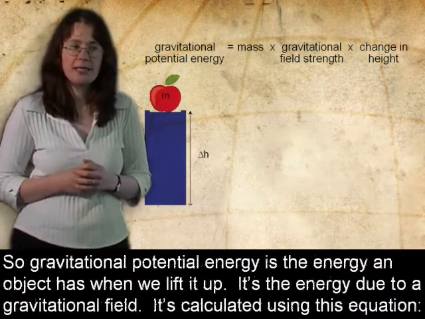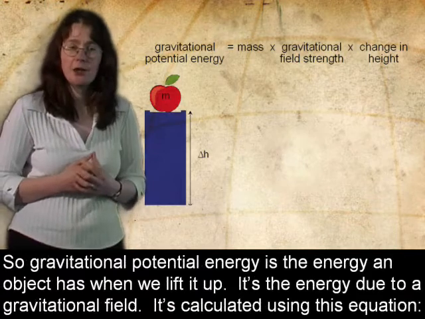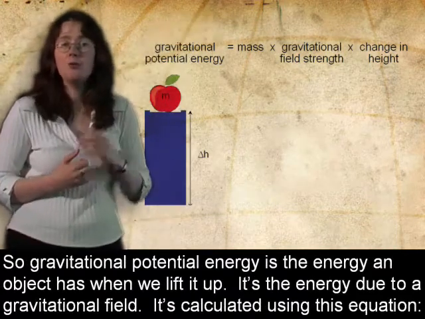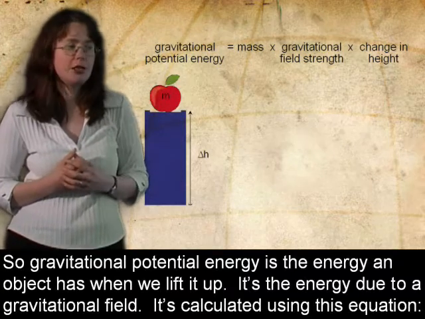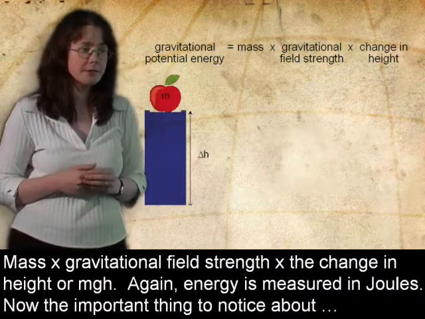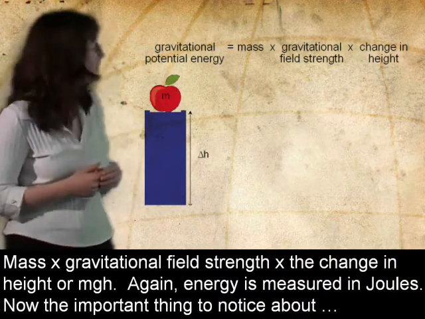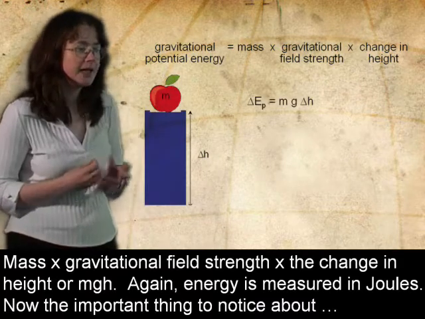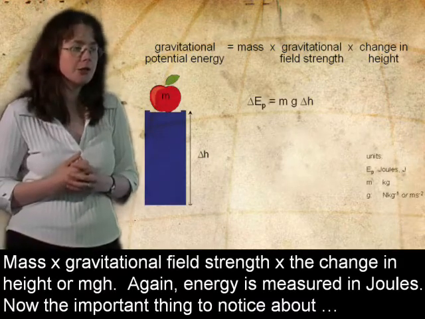So, gravitational potential energy, that's the energy an object has when we lift it up. It's the energy due to a gravitational field, and we calculate it using this equation: mass times gravitational field strength times the change in height, or mgh. Again, energy is measured in joules.